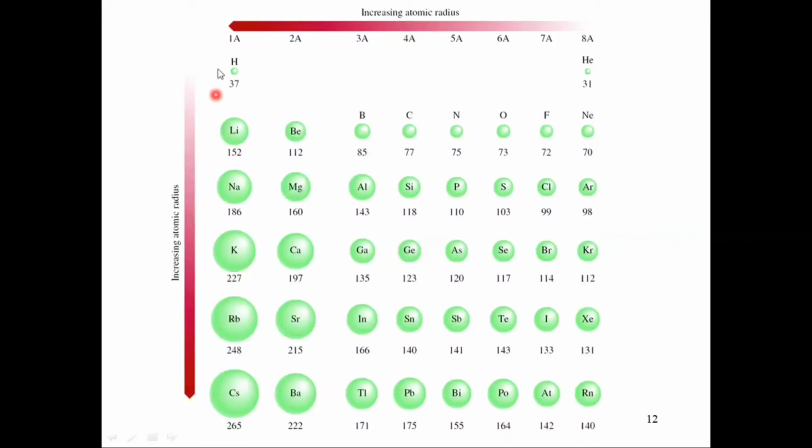While along a group, you can say a family, the atomic radii increase because the number of shells is increasing. One additional shell in every element, like sodium, potassium, rubidium and cesium. In every element, one shell is increasing down the group. So as the shell is increasing, outer electrons are far away from the nucleus. The attraction of the nucleus on the outer electron is less. As a result, the atomic radii increase.